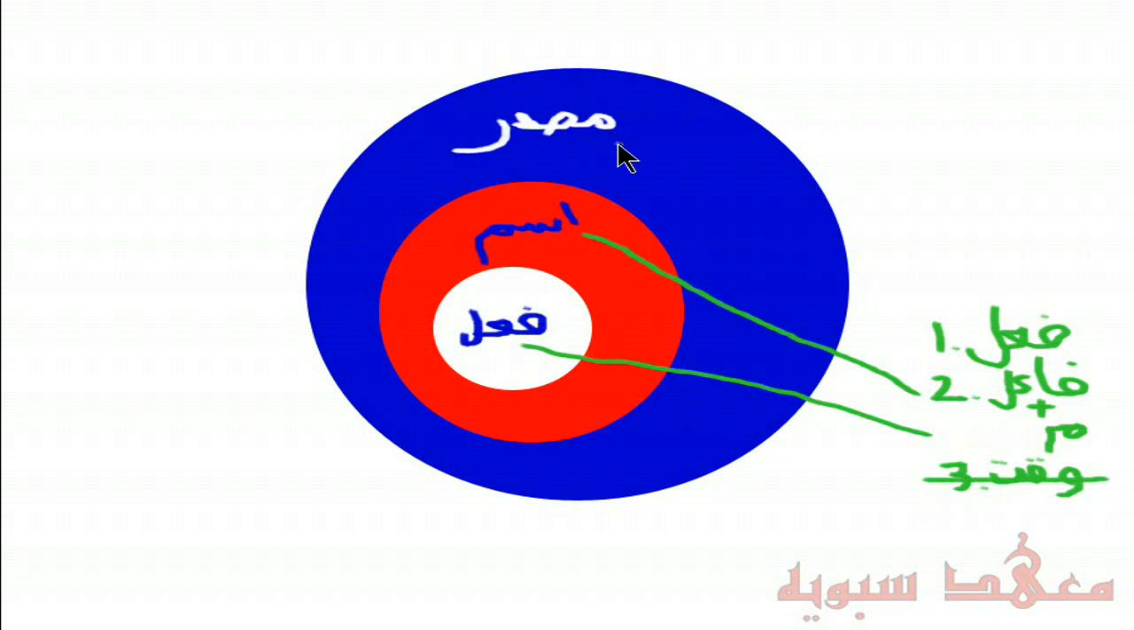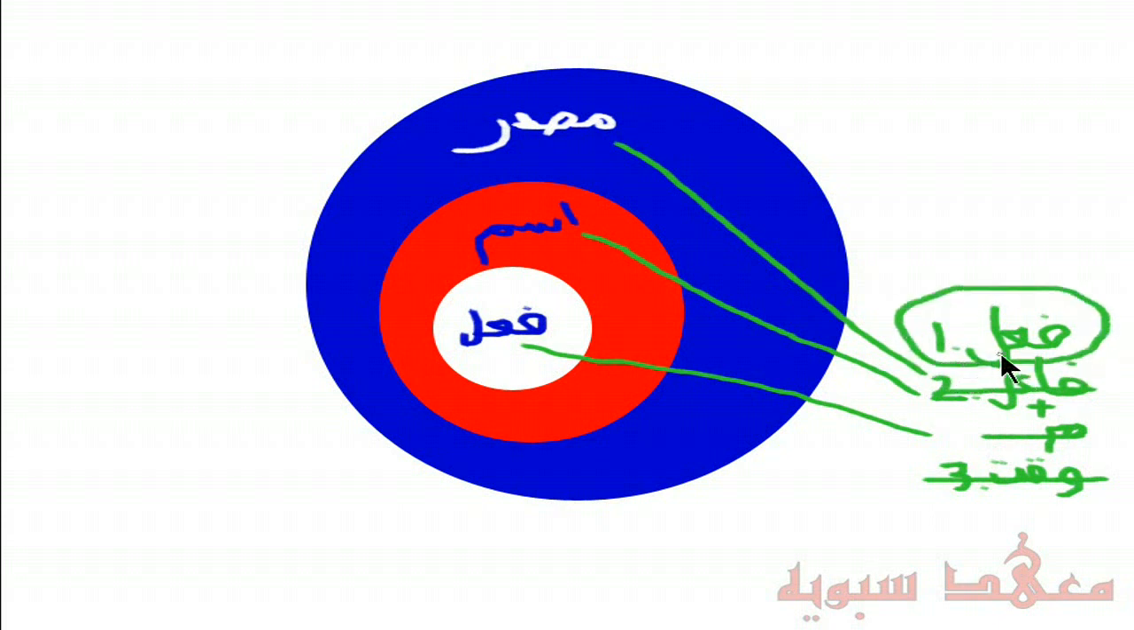Now with the masdar, it gets even more general. It actually doesn't have the fa'il or the maf'ul bihi, and all it has is the fi'l, without a doer or recipient and without a time. The way we look at this is that a masdar has a much more general meaning.